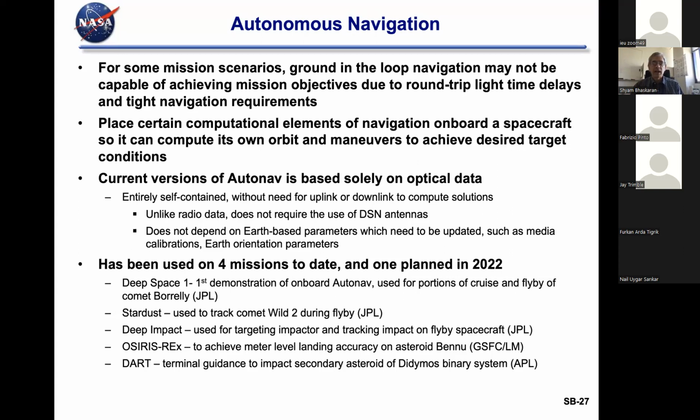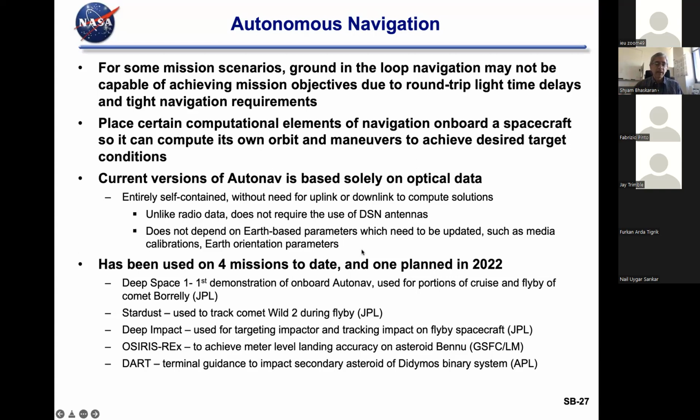Right now, AutoNav is based purely on optical data, because the optical data does not require a link to the Earth. You can put the entire navigation process on the spacecraft using an onboard camera. So it does not require the use of DSN antennas. It does not depend on Earth-based parameters. It's all entirely self-contained in the spacecraft.